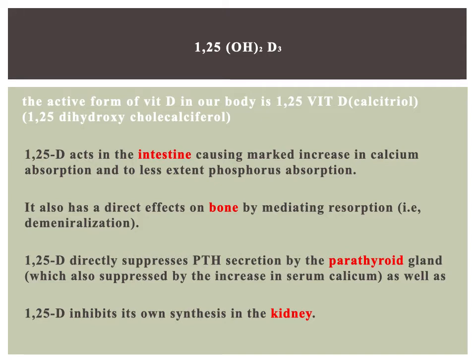The active form of vitamin D in our body is 1,25-dihydroxycholecalciferol. The action of this form of vitamin D is on the target organs: the intestine, bone, and the kidney. On the intestine, this form increases the absorption of calcium and phosphorus. In the bone, it will mediate bone resorption. And on the parathyroid gland, it will suppress parathyroid hormone secretion. And finally, in the kidney, it will inhibit its own synthesis.